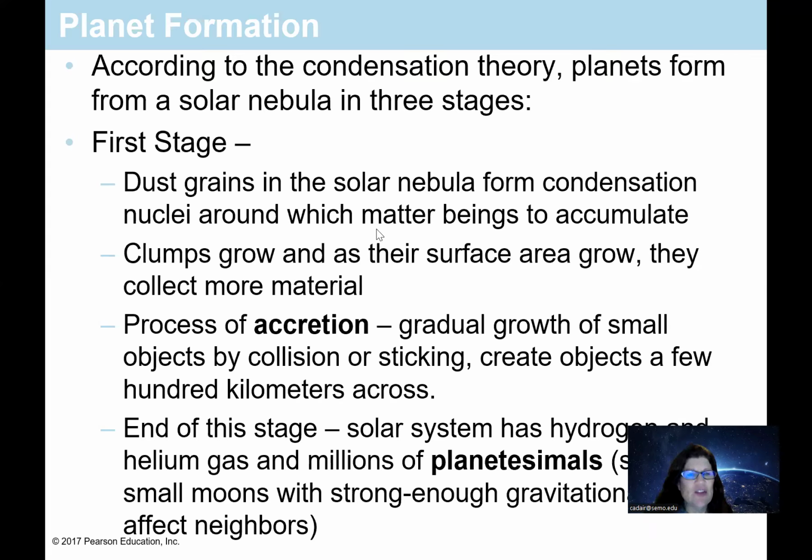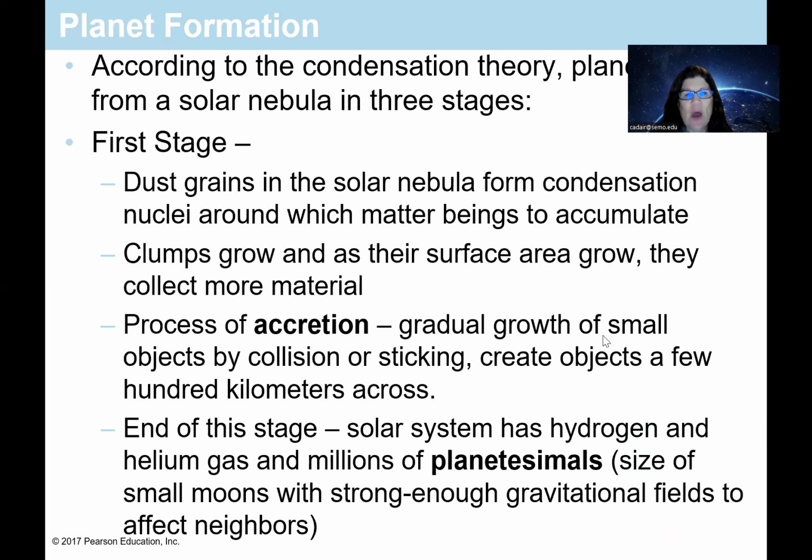So according to the condensation theory, planets form from a solar nebula in 3 stages. In the first stage, dust grains from the solar nebula form condensation nuclei around which matter begins to accumulate. So 2 things stick together, which attracts a 3rd thing and a 4th thing, and it becomes a clump of stuff. Clumps grow as their surface area grows, and they collect more material. This process is called accretion. It's the gradual growth of small objects by collecting and sticking.